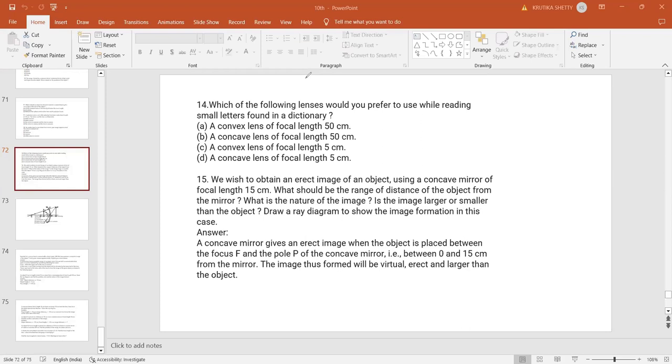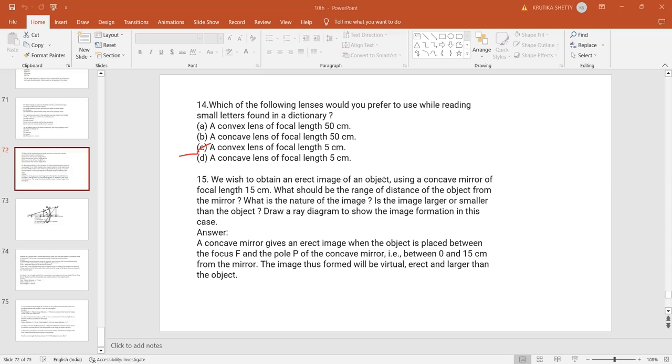Now the question comes, whether you should use a convex lens or a concave lens. Yes. Where you will get the enlarged image. That is option C, a convex lens of focal length 5 centimeter. Next question.